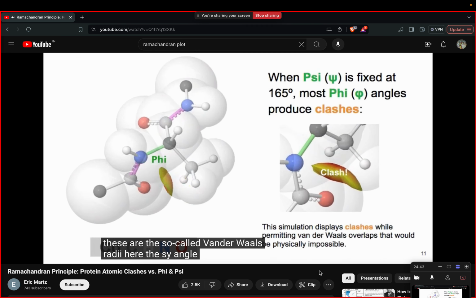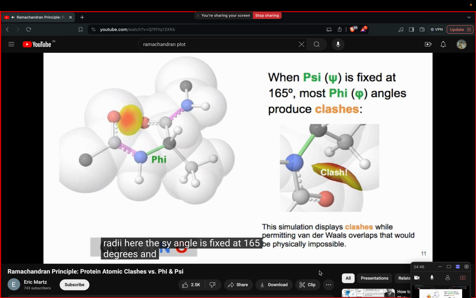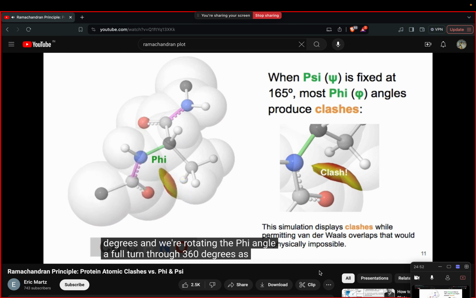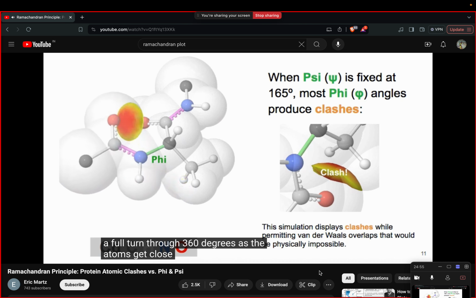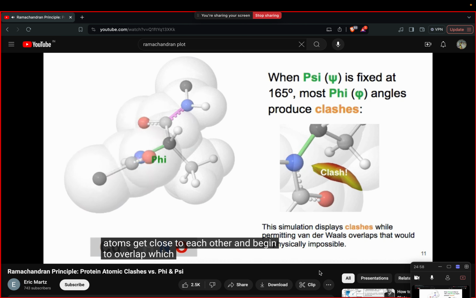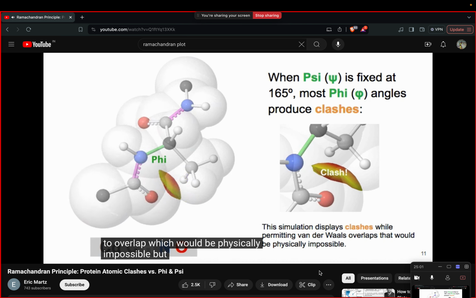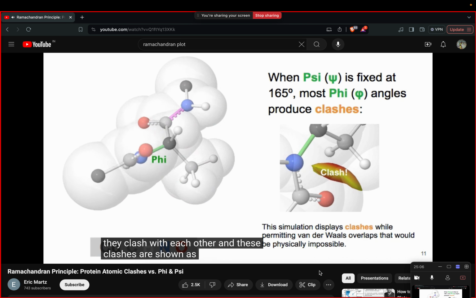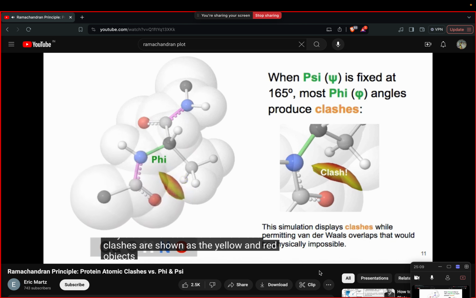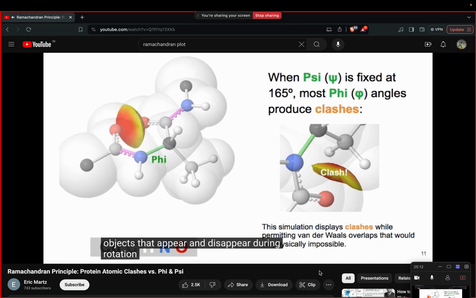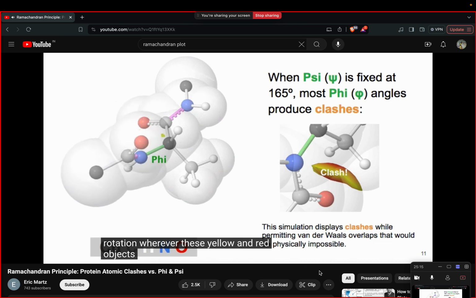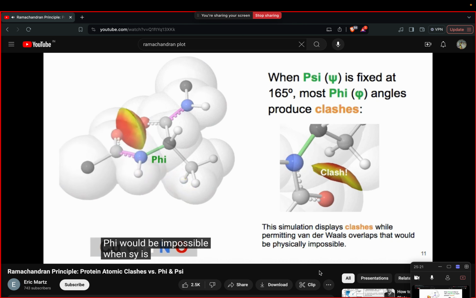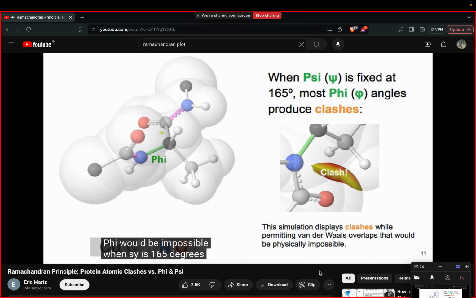Here, the psi angle is fixed at 165 degrees, and we're rotating the phi angle a full turn through 360 degrees. As the atoms get close to each other and begin to overlap, which would be physically impossible, but is allowed in this model, they clash with each other, and these clashes are shown as the yellow and red objects that appear and disappear during rotation. Wherever these yellow and red objects appear, the clashes, that angle of phi would be impossible when psi is 165 degrees.